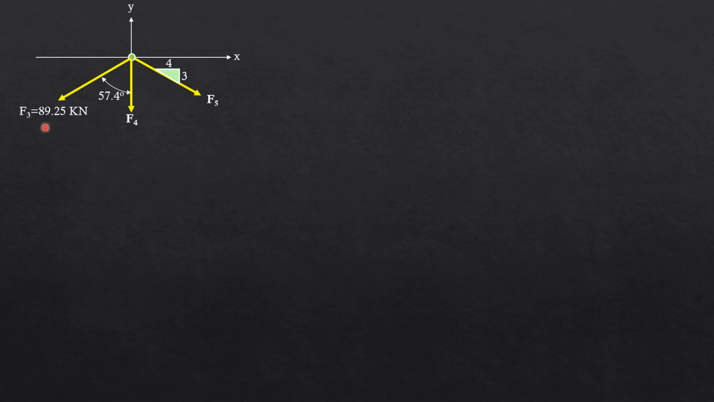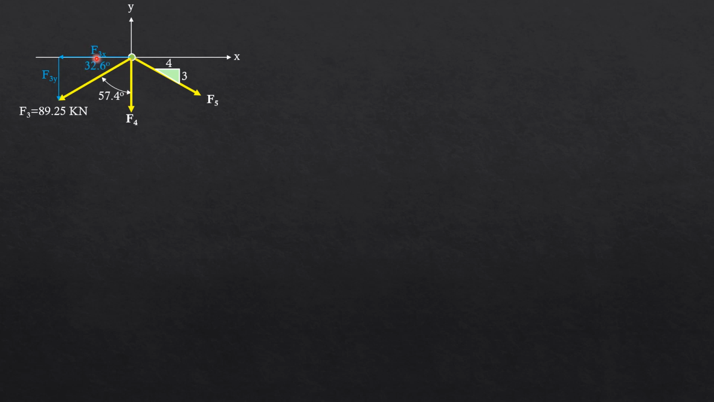So for F3, the magnitude is 89.25 kilonewtons. F3x, because the x component is directed towards the negative x-axis, is expected negative, and F3y is going down, so it is also negative. Now, in terms of the angle that the force makes with the x-axis, because this is 57.4, the measure of this angle is 90 minus 57.4, and that is 32.6 degrees.